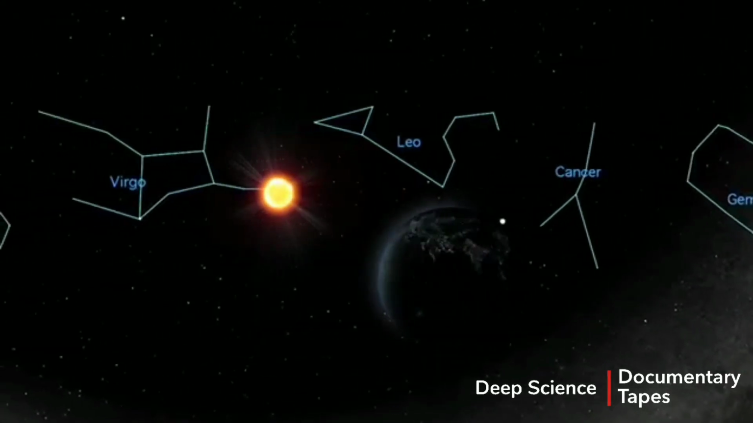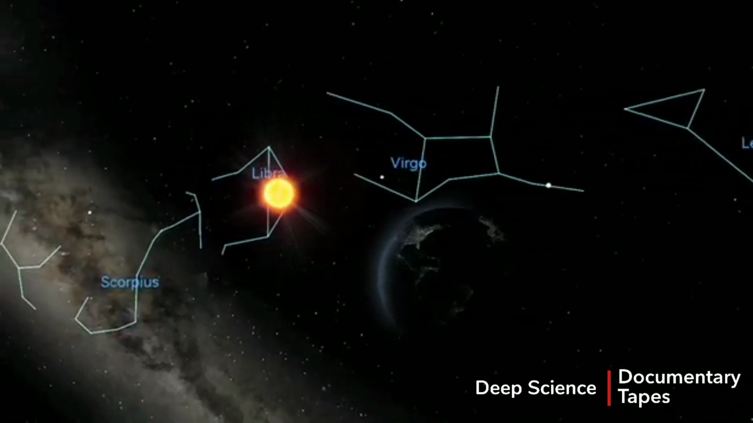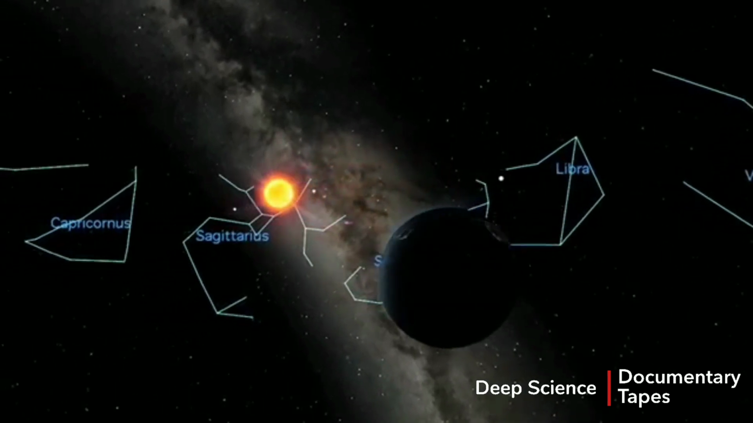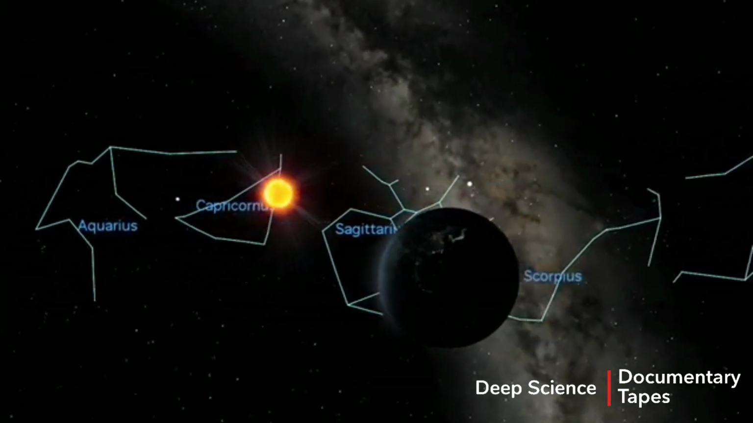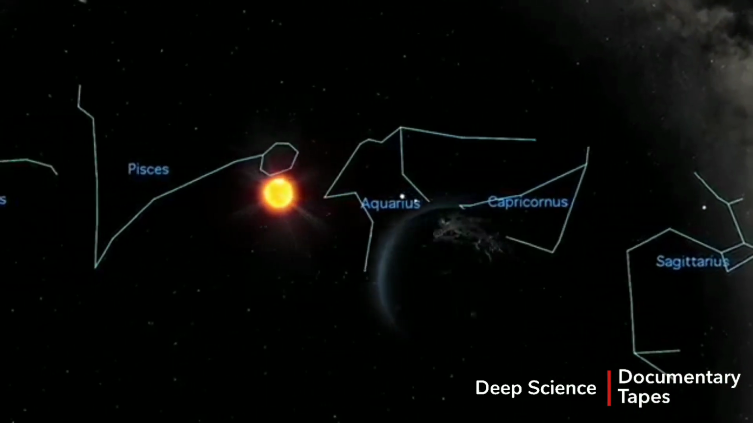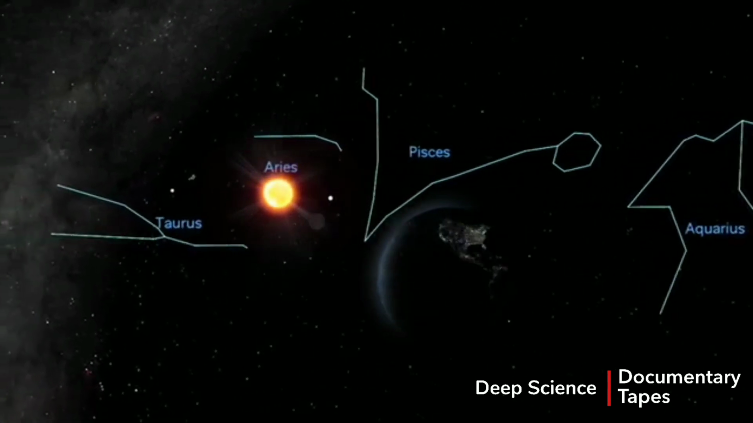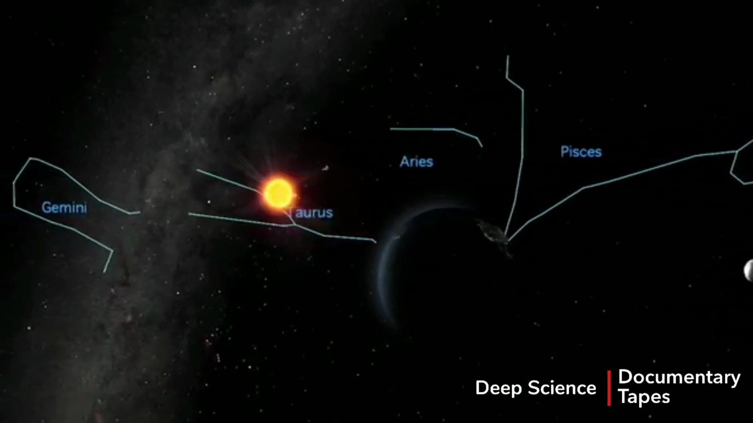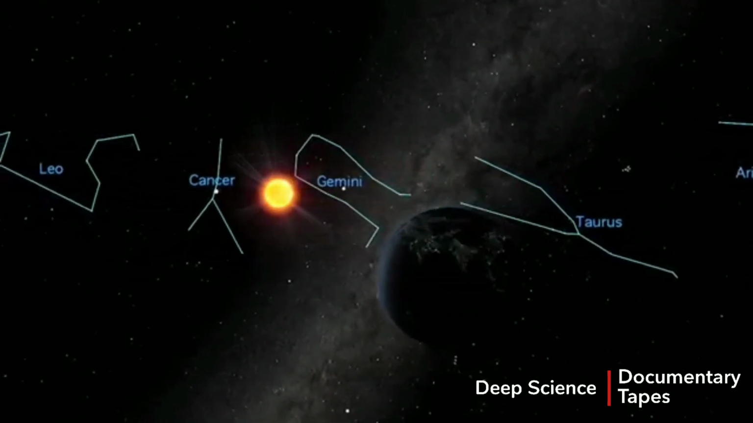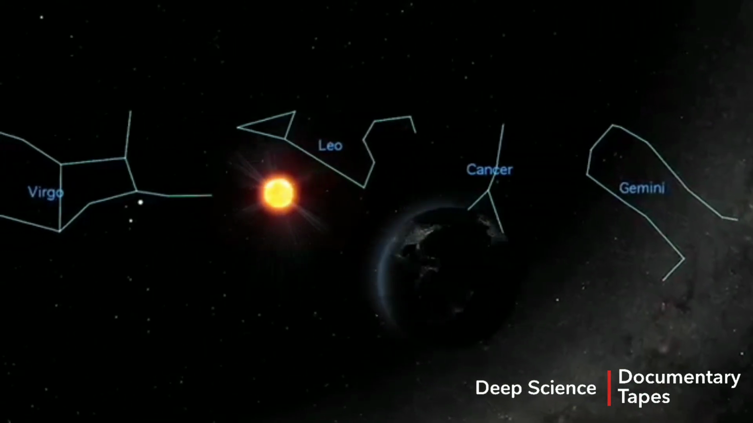Well, one way, called a sidereal year, measures our orbit against the distant stars. As viewed from the Earth, our orbit causes the Sun to appear to move through the constellations of the zodiac on a path called the ecliptic. And when the Sun returns to its starting point, a sidereal year has passed.